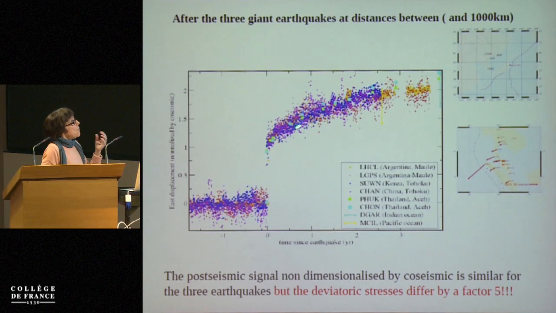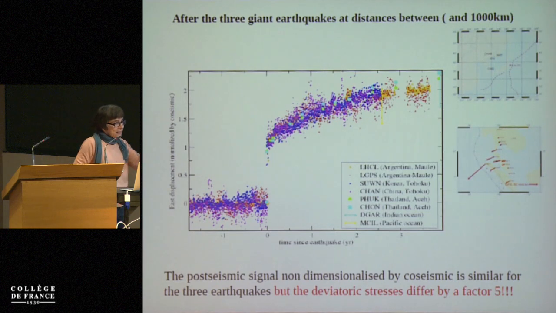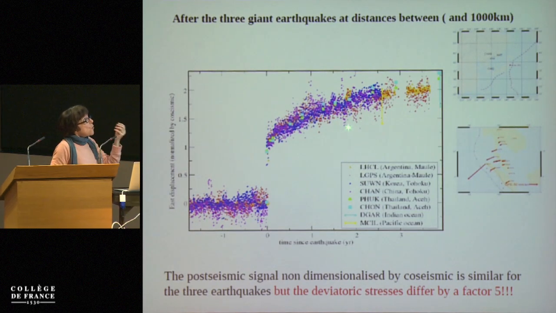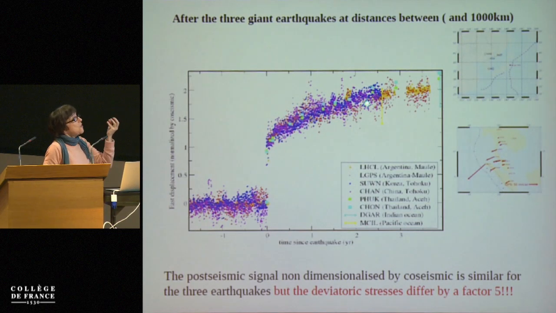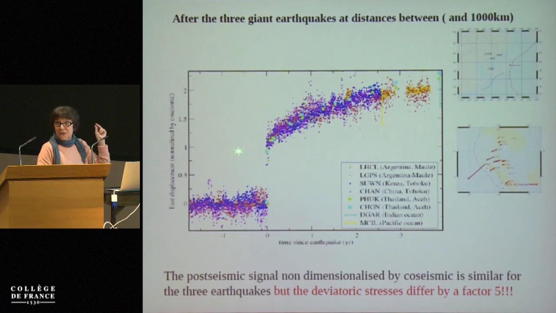The other thing that I want to point out is that I also showed that for the various earthquakes, all the curves plot together. And the magnitudes of those three earthquakes differ by about 0.5. That is, the stresses induced in the mantle differ by a factor 5. Now, if you have a power law rheology with n equal to 3, a factor 5 in the stresses would be like a factor 25 in the viscosity of the asthenosphere.